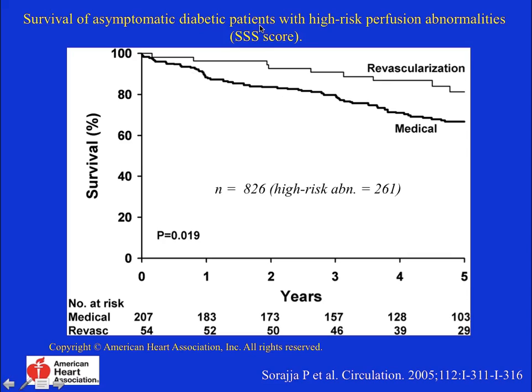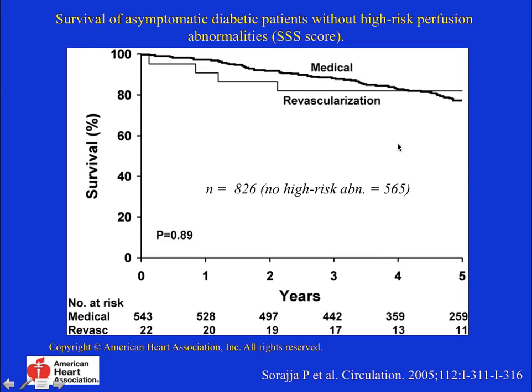In asymptomatic diabetic patients, if there is high risk perfusion abnormalities on the MPI scan, then revascularization improves survival as compared to medical therapy alone. Now, asymptomatic diabetic patients, if they do not have any high risk perfusion abnormality on the MPI scan, then there is no incremental value of either of these two modalities of treatment over the other.